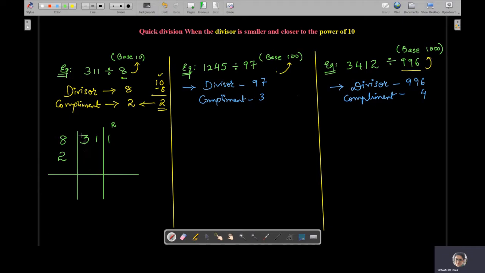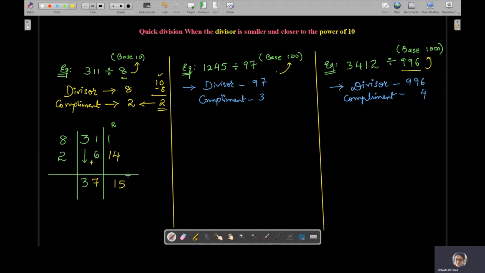At the first step, we take this 3 as it is, at the bottom. So 3 comes over here. In the next step, we multiply this 3 with the complement of the number, which is 2. So 3 times 2 gives me 6, and I'll write the 6 over here and add 1 and 6. So 1 and 6 gives me 7. In the next step, I'll be multiplying 7 times 2, which gives me 14, and I'll write it over here. So 1 plus 14 gives me 15.